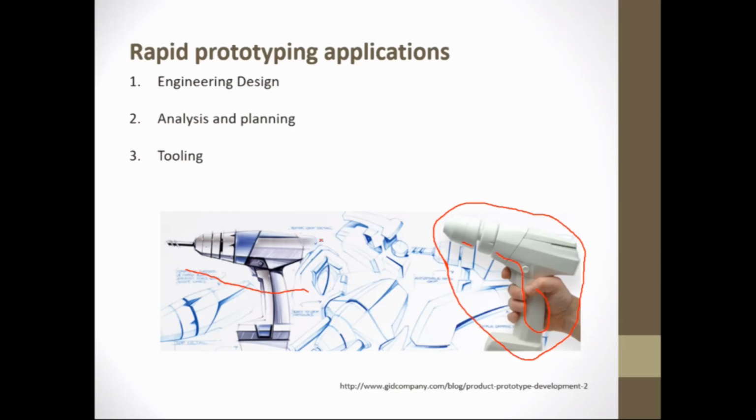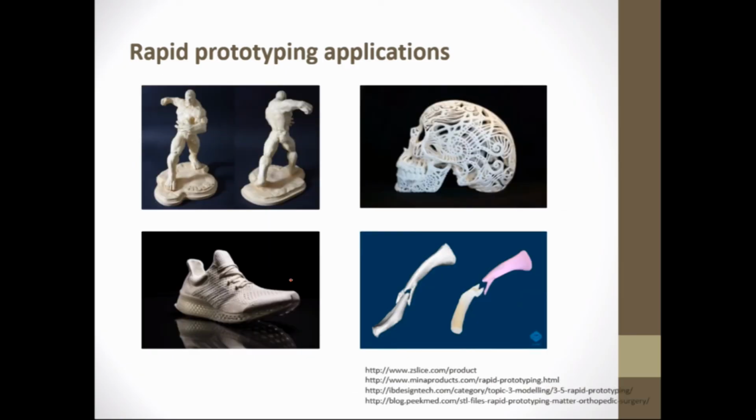Analysis and planning would mean how many components are required here, and what manufacturing is required. Then we can have tooling. In tooling we can think of what kinds of tools and what kinds of manufacturing setup are required. So you can see a few products here.